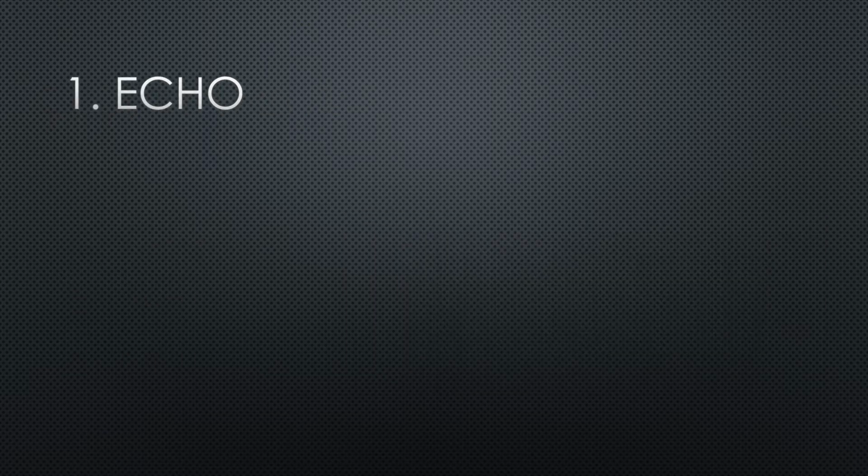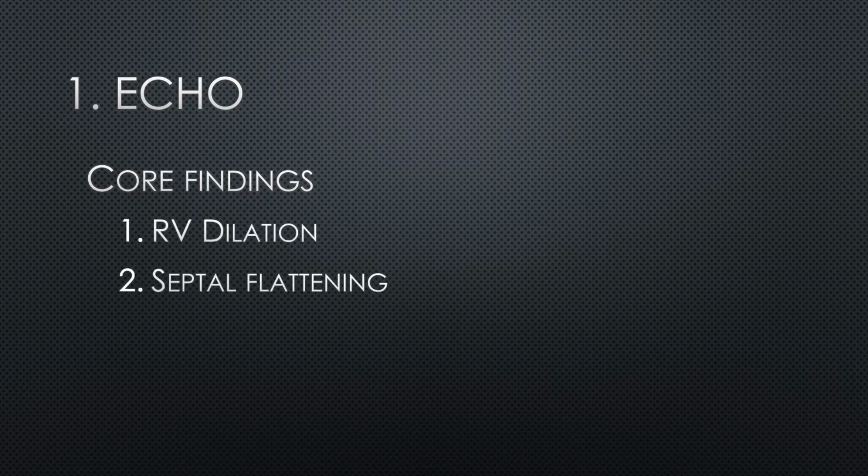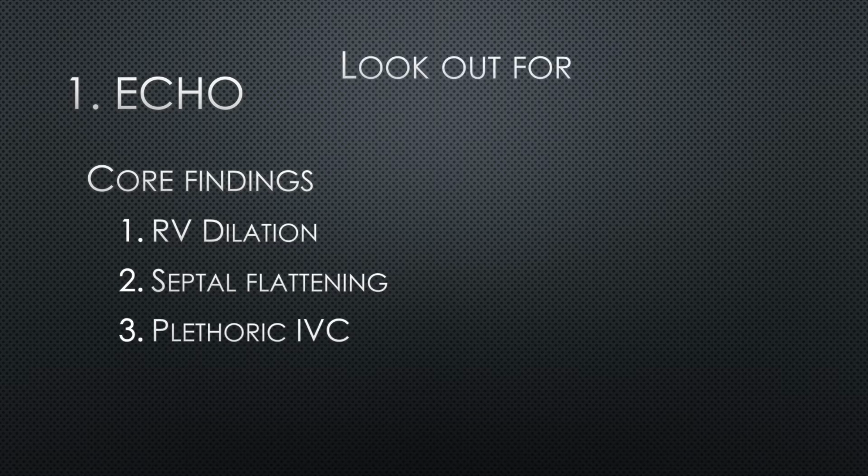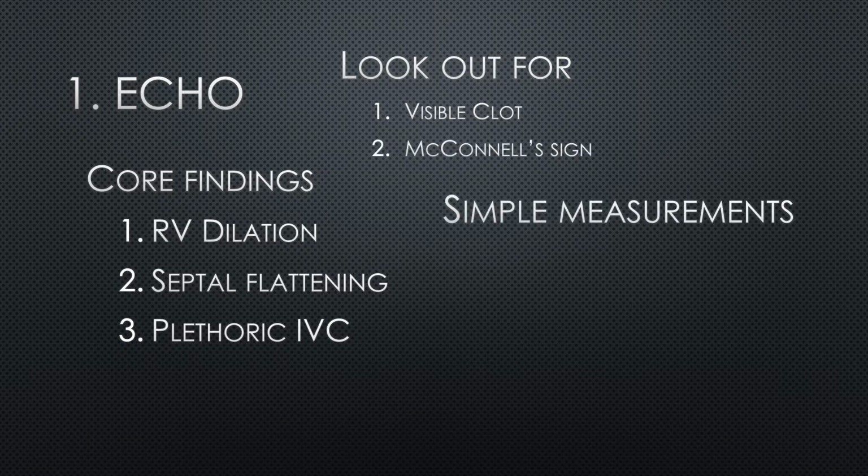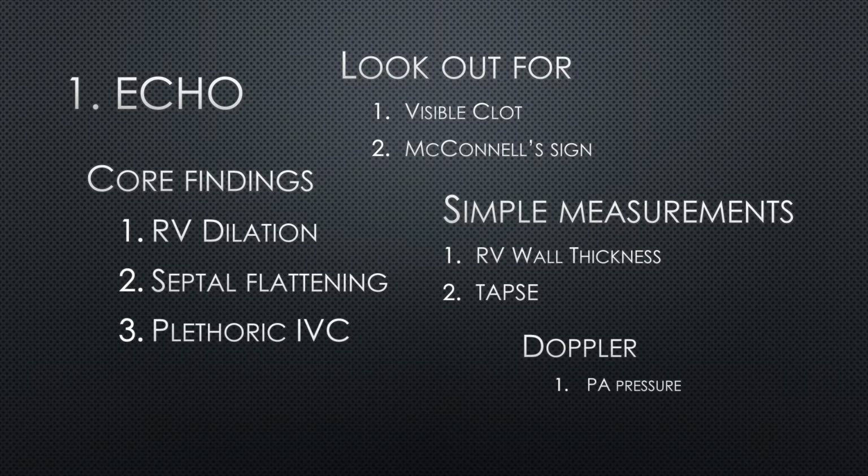So in terms of echo, I like to divide this into core findings, which are RV dilation, septal flattening, and a plethoric IVC. Then just to keep an eye out for a visible clot and McConnell's sign, simple measurements, RV wall thickness and TAPSE, and finally more advanced Doppler measurements could include pulmonary artery pressure and early systolic notching. But these last two are really more advanced, more technical things that I wouldn't expect to be done routinely by an emergency physician. So let's go through each of these echo findings in turn.